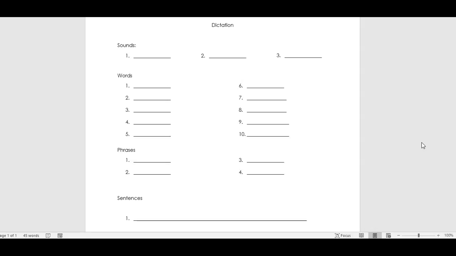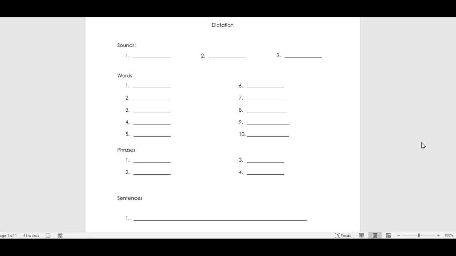It is Tuesday, May 12th, and you have a dictation for today. So please grab a paper and pencil, and I'm going to have you do this dictation with me. Feel free to pause if you need to grab any of those materials. So for number one, these are going to be our three sounds.